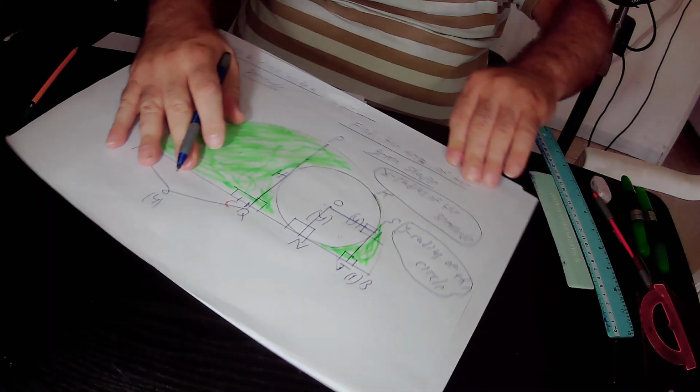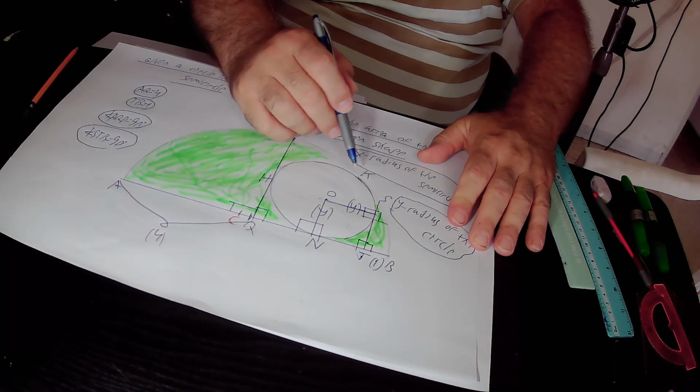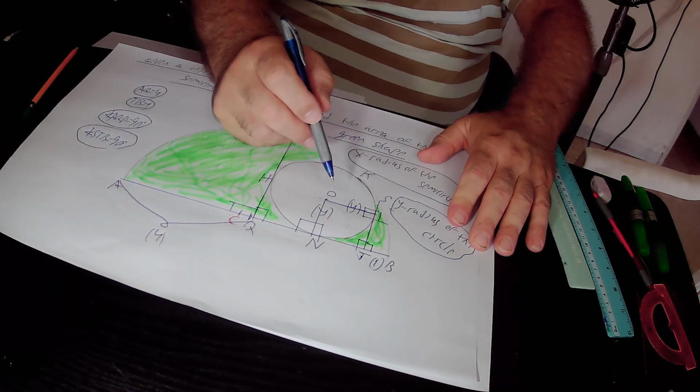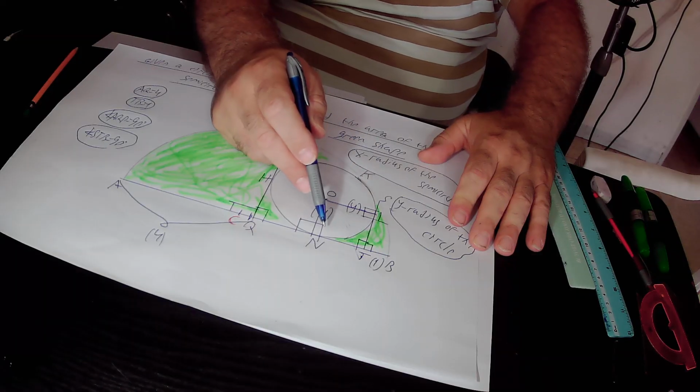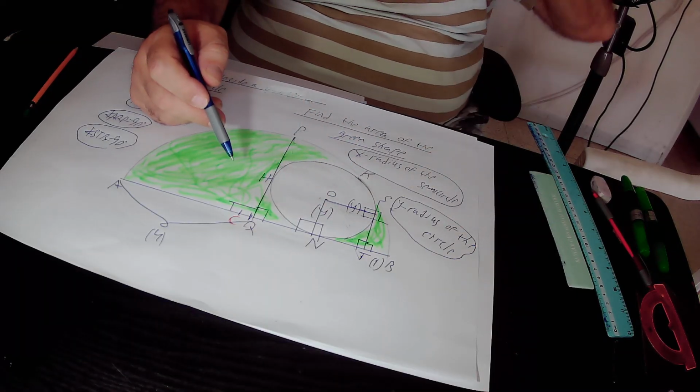So actually, inside the quadrangle OLTN, we have 1, 2, 3 right angles. The sum of 3 right angles is 270 degrees.